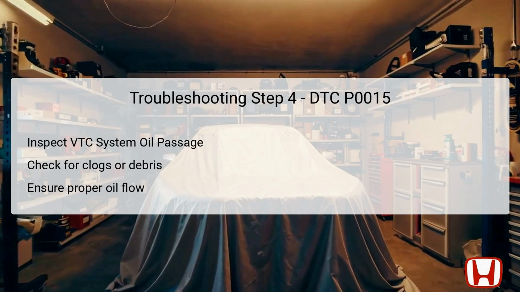The final aspect of troubleshooting involves inspecting the VTC system oil passage for clogs or debris that could impair oil flow. This passage is crucial because it ensures that oil travels to the VTC actuator and solenoid, facilitating their operation. Technicians should ensure that any obstructions, such as dirt or buildup from engine oil, are removed. A clear oil passage ensures that the VTC actuator can perform as intended, thus aligning the camshaft phase accurately.